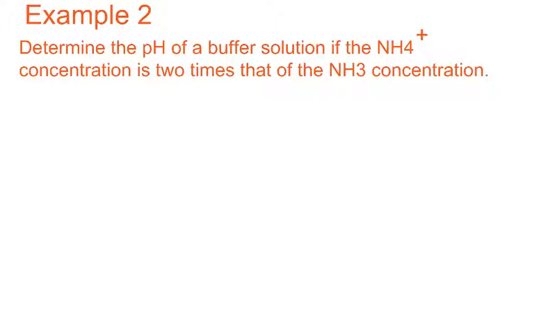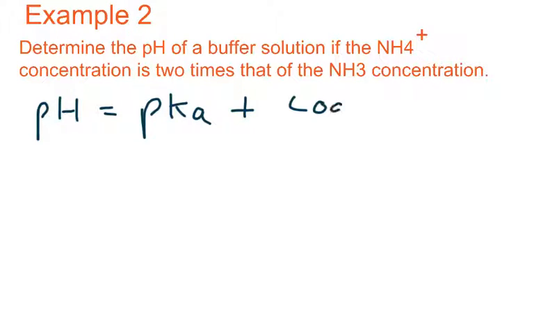Okay, so let's look at example 2. It says to determine the pH of a buffer solution if the NH4 ammonium concentration is 2 times that of the NH3 concentration. Okay, so we know from experience that our formula is pH equals pKa plus log of the A minus concentration over the acid concentration. Okay?